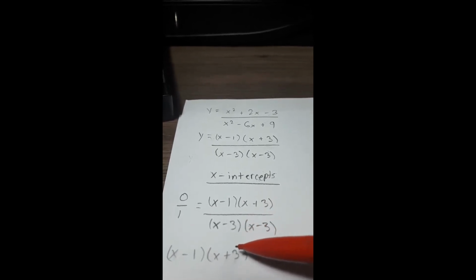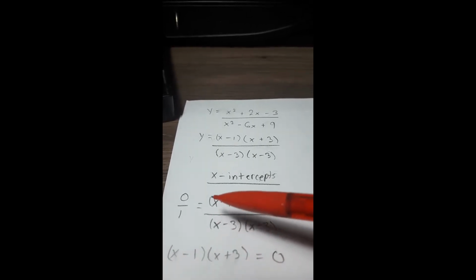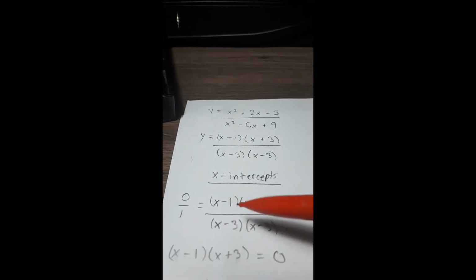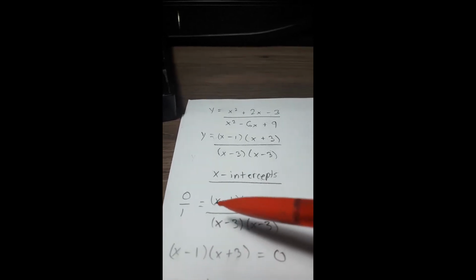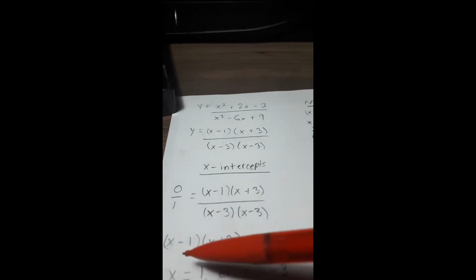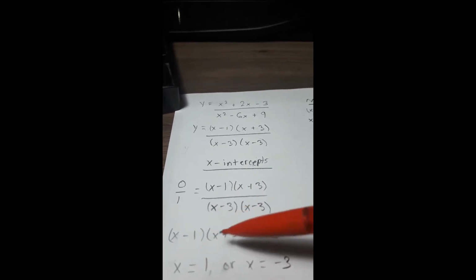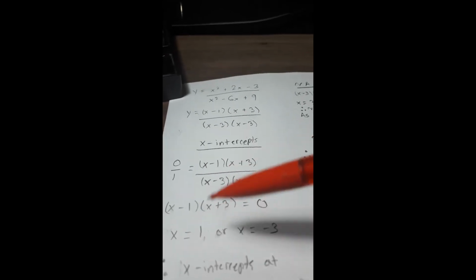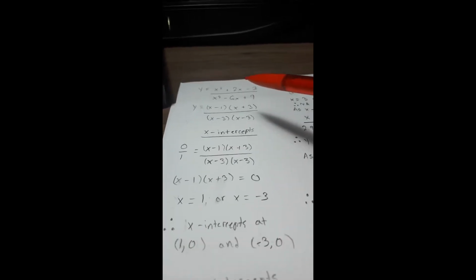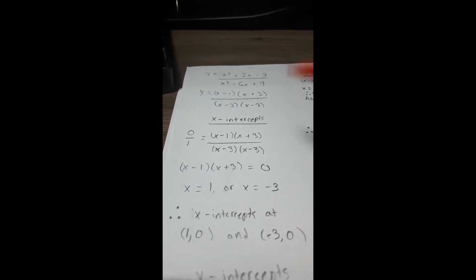After that, I found the x-intercepts, so I made it so that y is equal to 0. I subbed in y equals 0 and then I cross multiplied, and after cross multiplication I got this equation. Then I solved for x, and I got x is equal to 1 or x is equal to negative 3. So therefore the x-intercepts are at (1, 0) and (negative 3, 0).